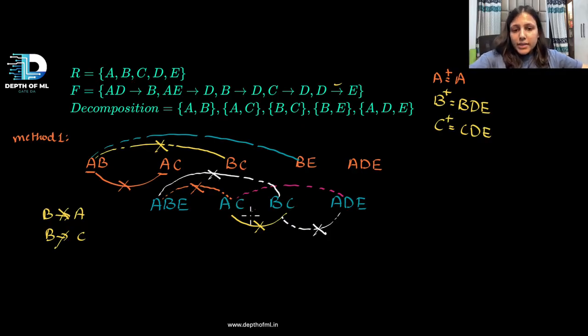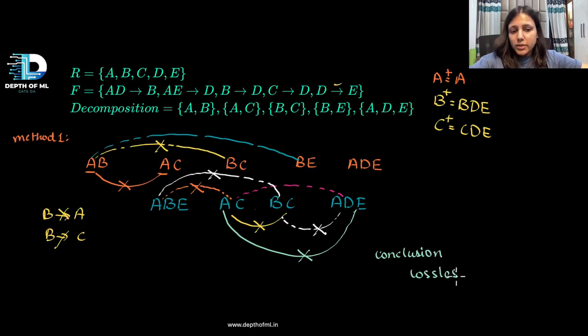Can you combine AC with ADE? A determines A only, and it doesn't determine anything else, right? So you can't combine these two either. So all of this cannot be combined. Now you can't combine any of these tables, and when you can't combine any of this, you might conclude that this is lossless. So the conclusion here is lossless. But is this really lossless? Okay, so we'll see that.